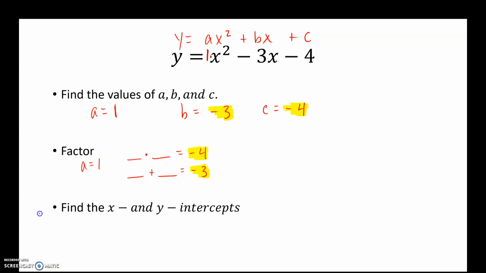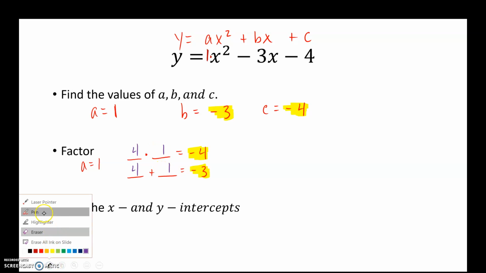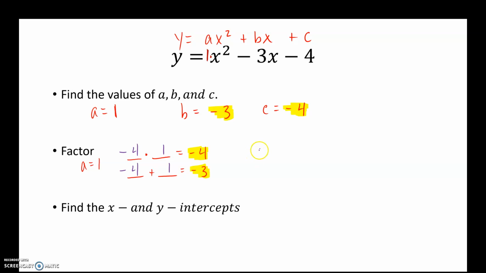Okay, so let me try. 4 times -1 is -4, but 4 plus -1 is not -3. So I'm on the right track. I just need to change my signs. -4 times 1 is -4. -4 plus 1 is -3. Okay, great. So what do I do with my factors? (x minus 4) times (x plus 1). So that's my factored form.